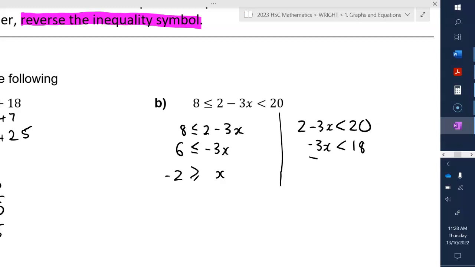And then I'm going to divide both sides by minus 3. And what I'm going to end up with is an x. I divided by a minus 3, so I need to flip the sign. And I'm going to end up with minus 6.